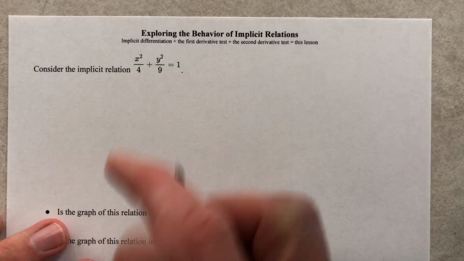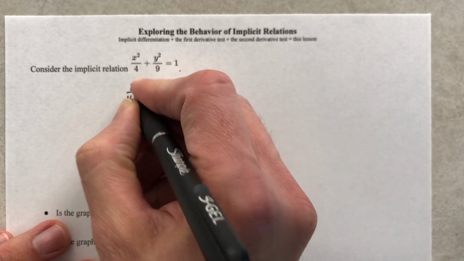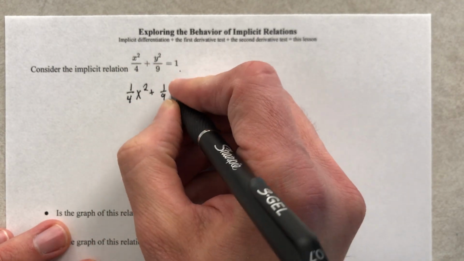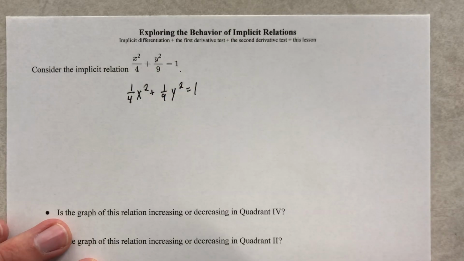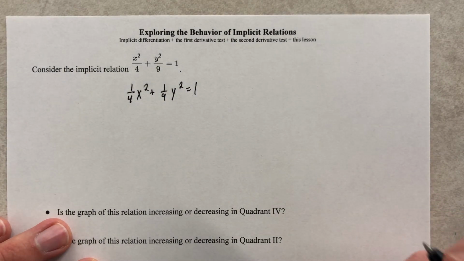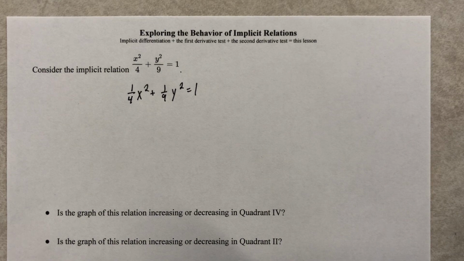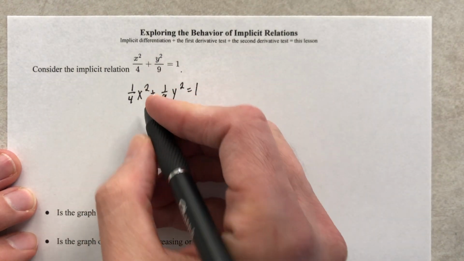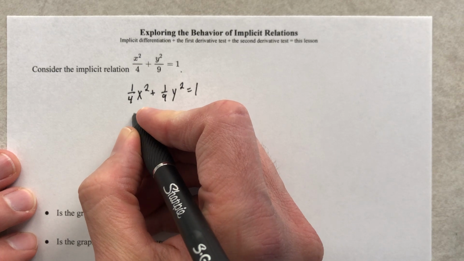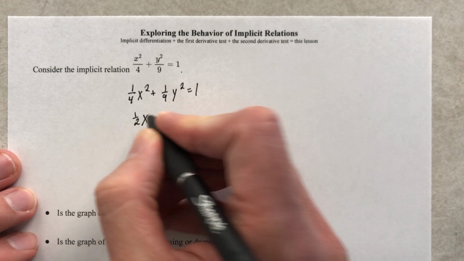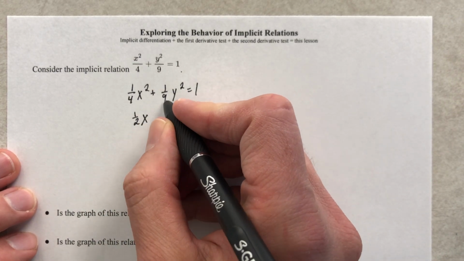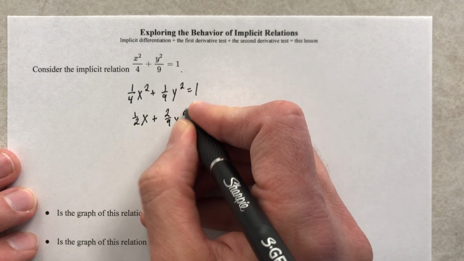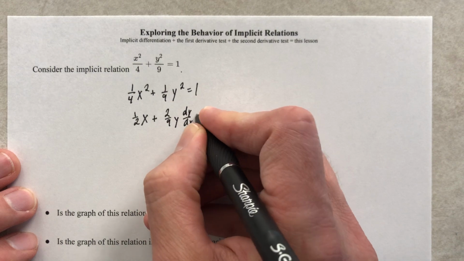I'm going to go for a little rewrite that just helps us wrap our minds around it. Skip this step if you want to. This is 1/4 x squared plus 1/9 y squared equals 1. And we will take the derivative with respect to x. I'm not showing all my work this time. So 1/4 x squared would be 1/2 x. The derivative of 1/9 y squared would be 2/9 y dy over dx. And that is equal to 1.